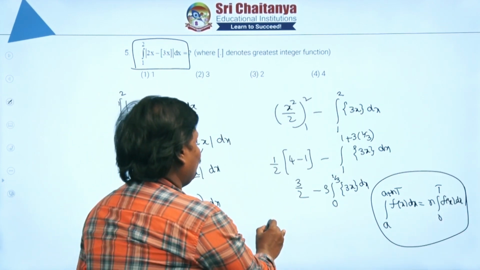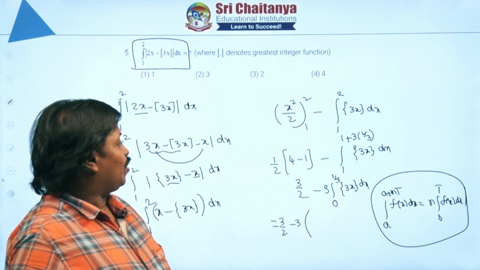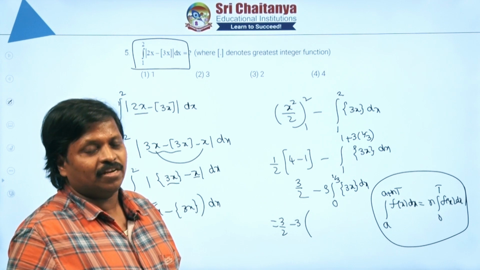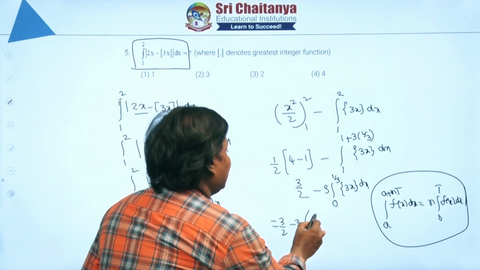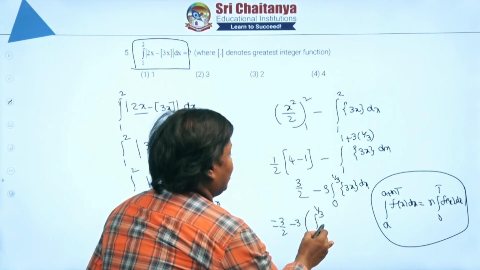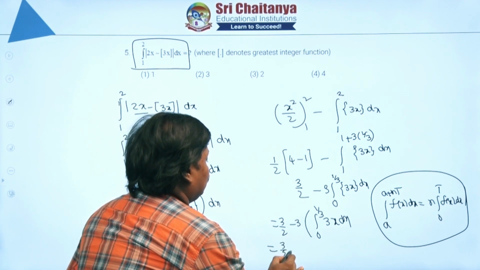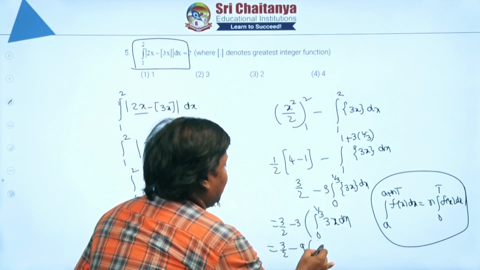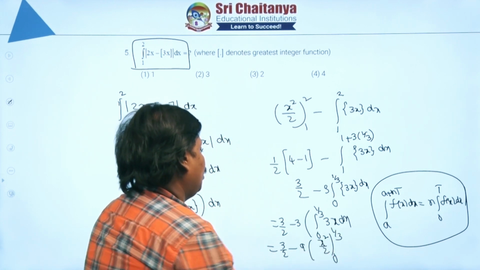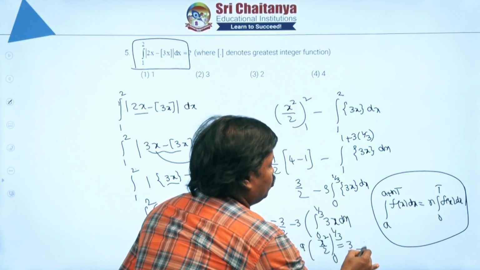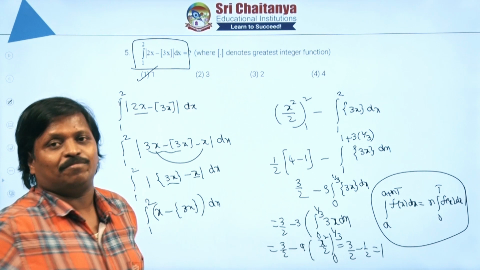So from 0 to 1 by 3, 3x will be between 0 and 1, and for 0 to 1 the fractional part of x is x only. So I can write this as the integral from 0 to 1 by 3 of 3x dx, which is nothing but 3 by 2 minus 9 times x square by 2, from 0 to 1 by 3. So it will become 3 by 2 minus 1 by 2. So my answer is 1. The first option will be the answer.